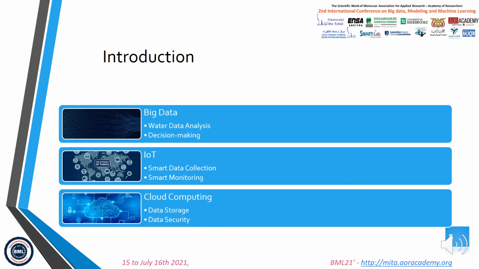That's why water stakeholders have started to look for solutions based on big data and Internet of Things technologies to deal with the water resources management problem. We can use big data for water data analysis and to make the right decisions. We can use the Internet of Things, based on connected smart devices, for data collection and smart monitoring. We can also use cloud computing for secure data storage.